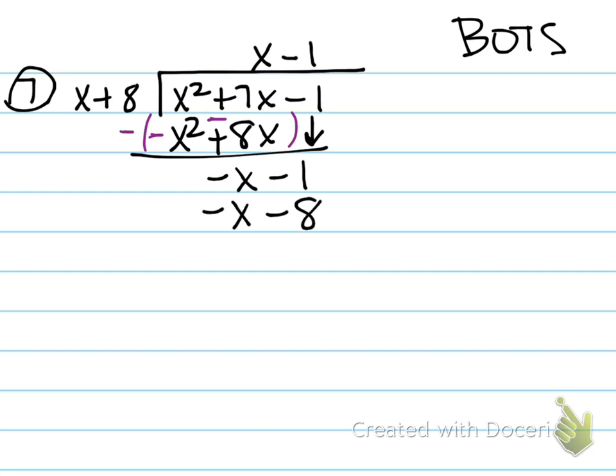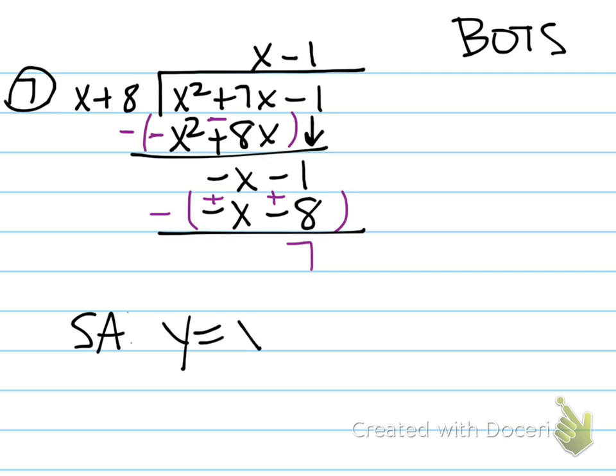And again, this is subtracting this whole thing. So this becomes a positive, and this becomes a positive. So we would get positive 7 as our remainder, which is not the important part. The important part is that our slant asymptote is y equals x minus 1.